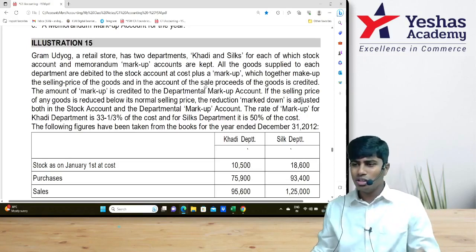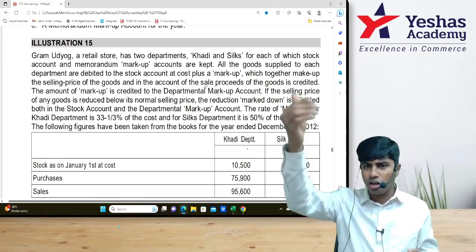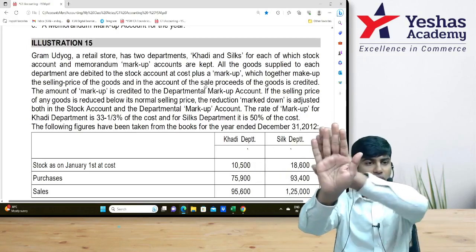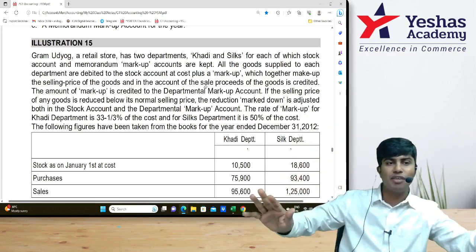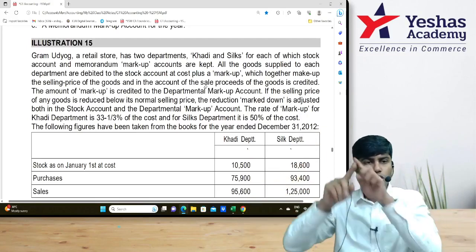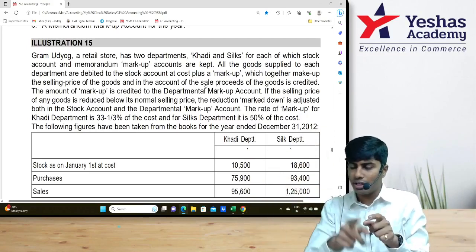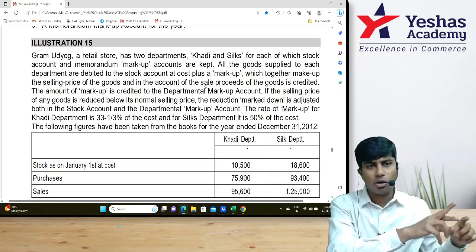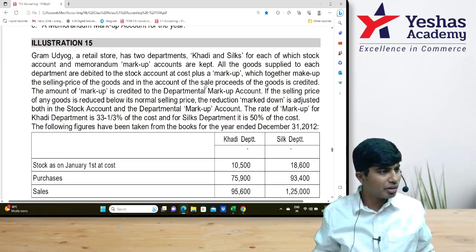We know that, no? In our stock account, we write opening stock and purchases on the debit at marked up price, and the removal of markup is done in the markup account on the credit side for opening stock and purchases. Closing stock in the memorandum stock account will come on the credit side at marked up price. That markup will be removed in our markup account on the debit side. We know that.